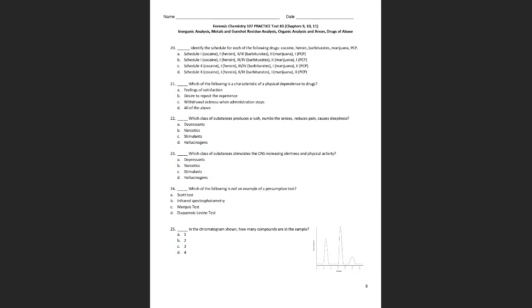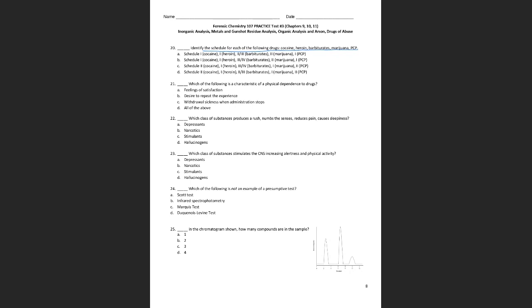Identify the schedule. This one's a little tricky because you've got several. So you can definitely look at your notes for this one because it is not easy to memorize all of those schedules. And again, those schedules are based on medicinal value, risk of abuse, potential for harm.